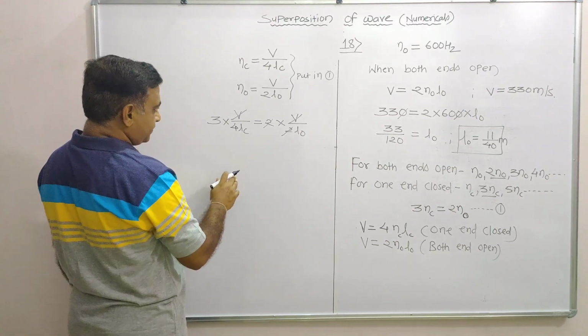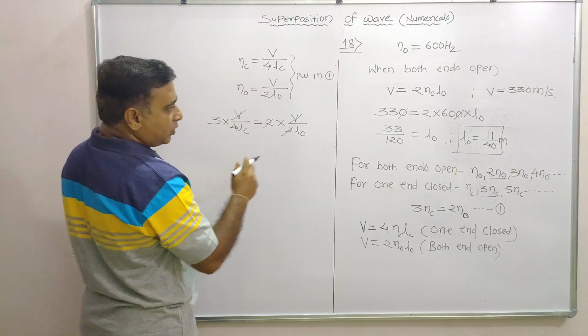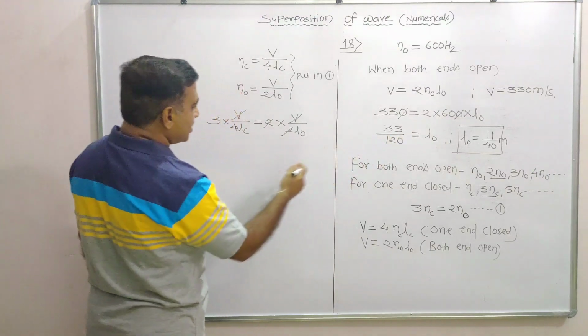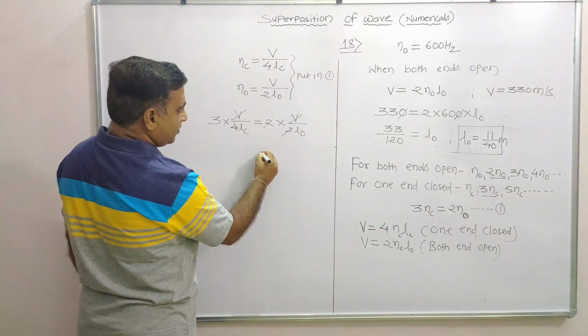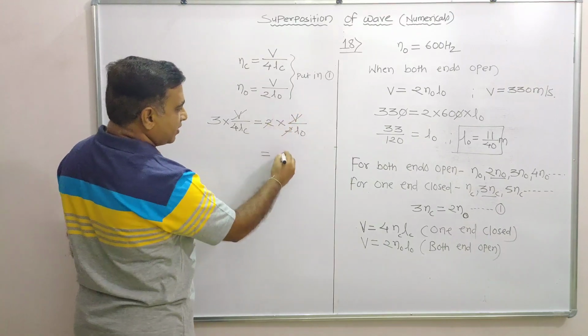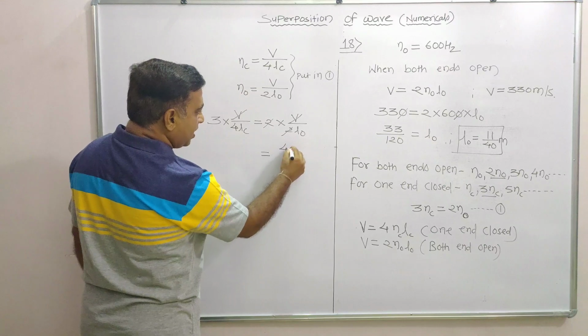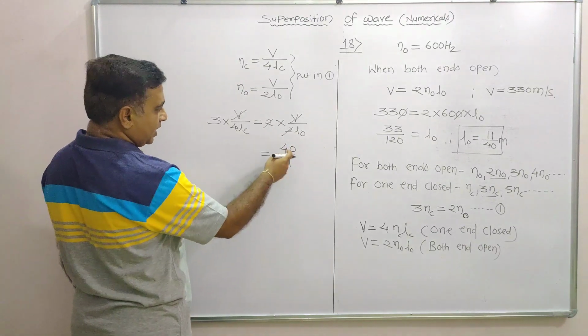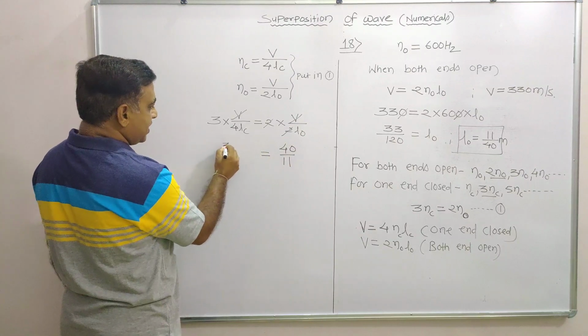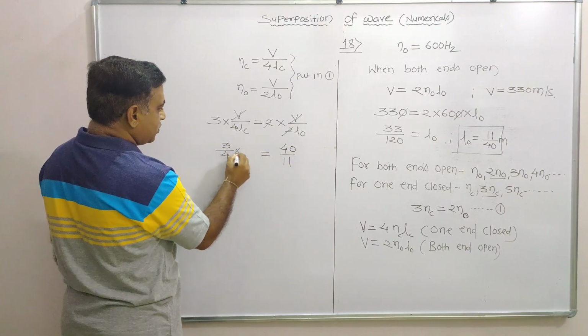All these factors remain. So we know the ratio is how much? 11 by 40 means it comes out to be, in reciprocal, 40 upon 11. So this is 3 by 4 into LC.